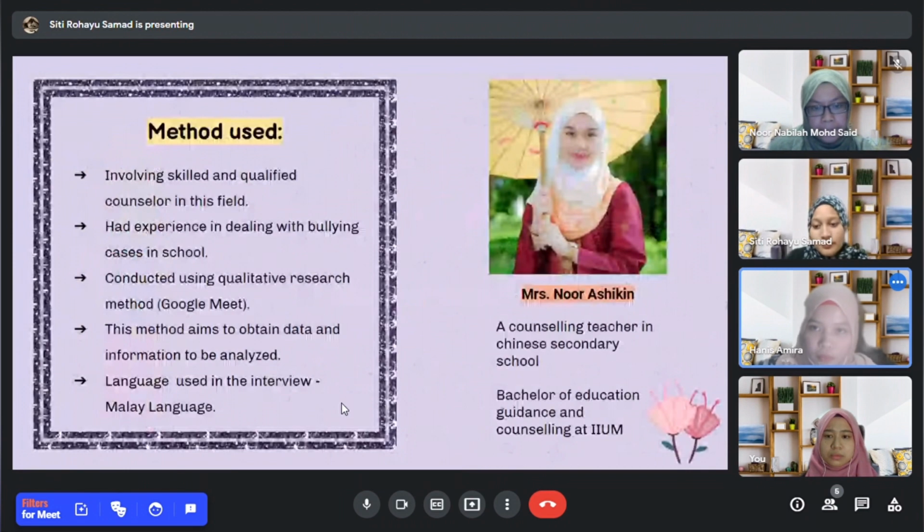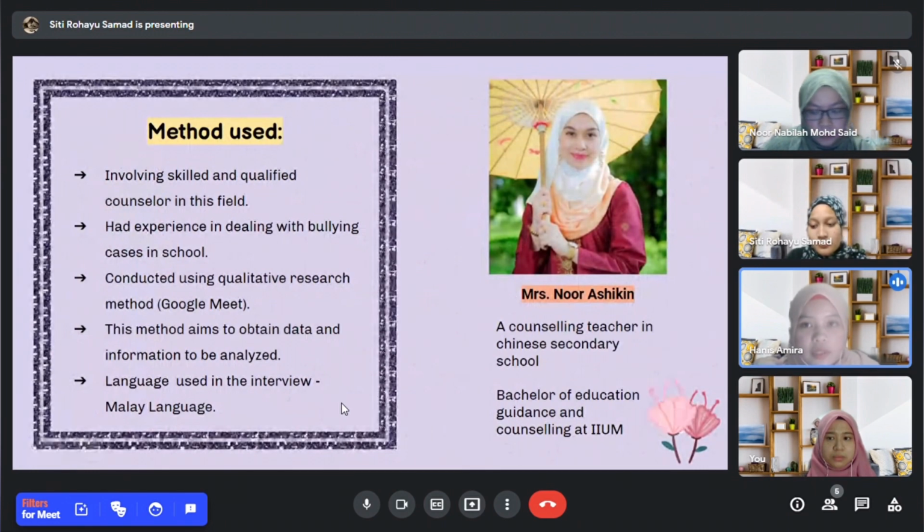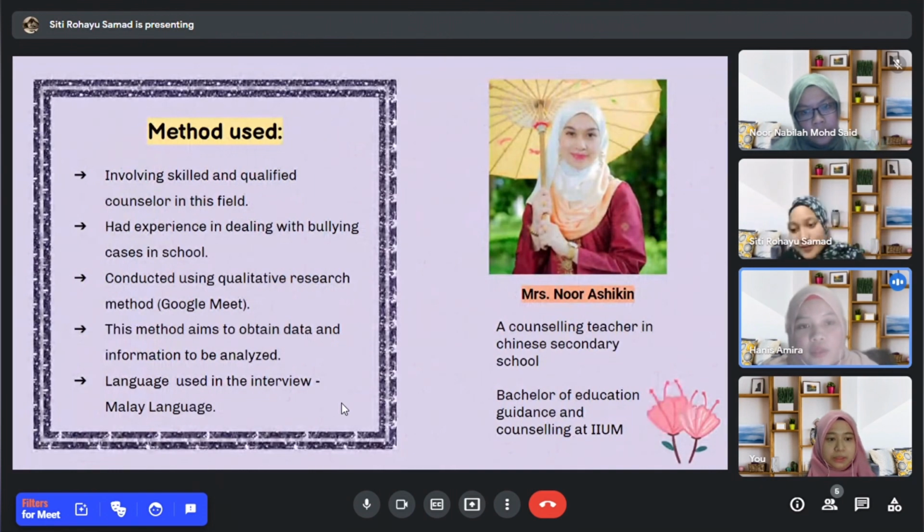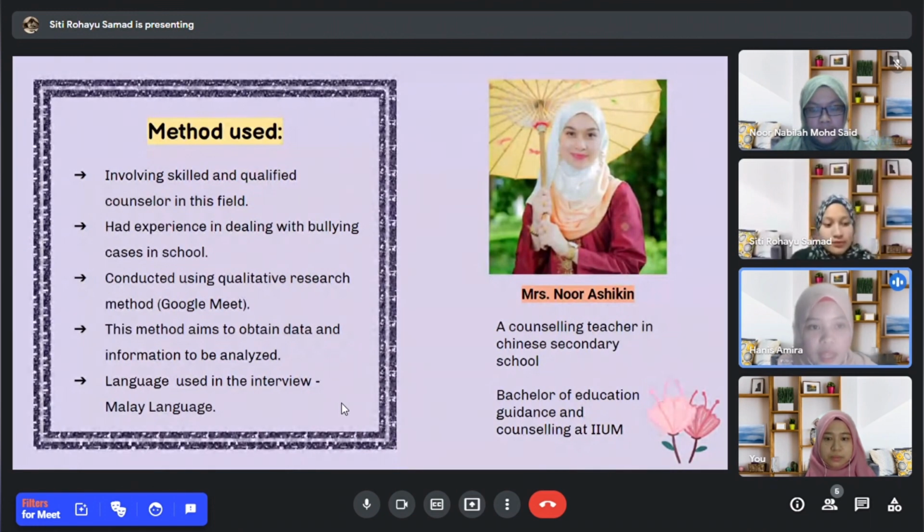Okay, so this is the method used in this research, which is we use the qualitative research method, in which we had an in-depth interview with one of the skilled and qualified counselors in this field. And she also had experience in dealing with bullying cases in school. We interviewed her using Google Meet, and the interview was used to collect the real facts in the research of the issue of bullying that happened among the students in school. This method aims to obtain data and also information to be analyzed. And the language used in the interview is Malay language.